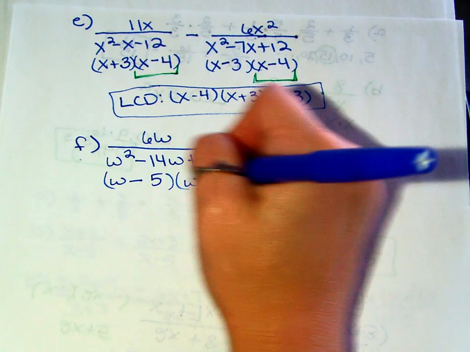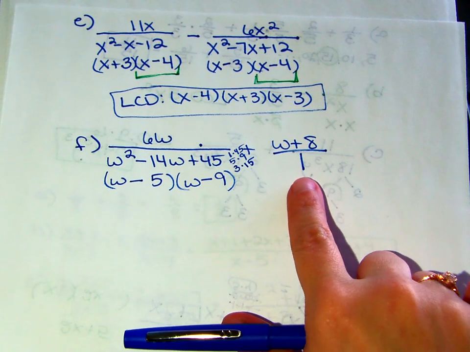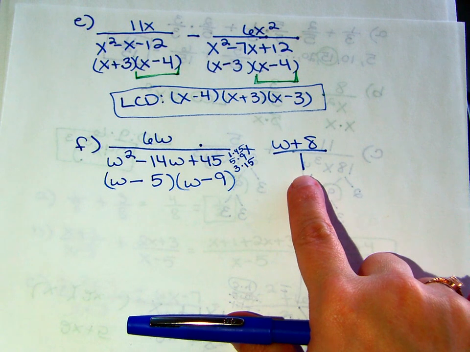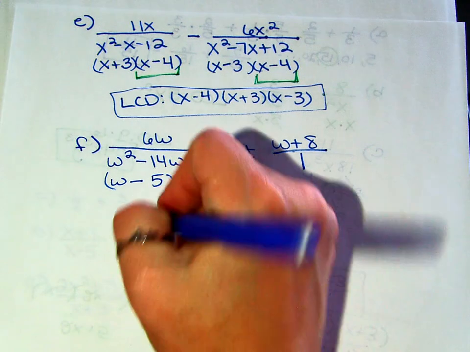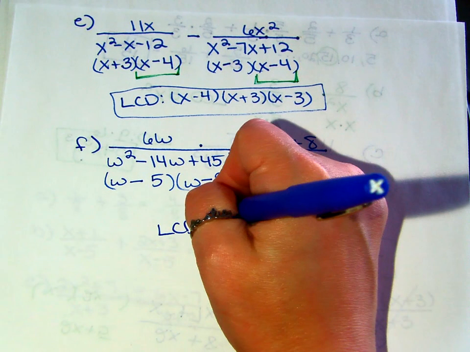Since the denominator over here is a 1, whatever your denominator is in your first fraction, that's your least common denominator. You don't have to find anything else. It's just going to be w minus 5, w minus 9.